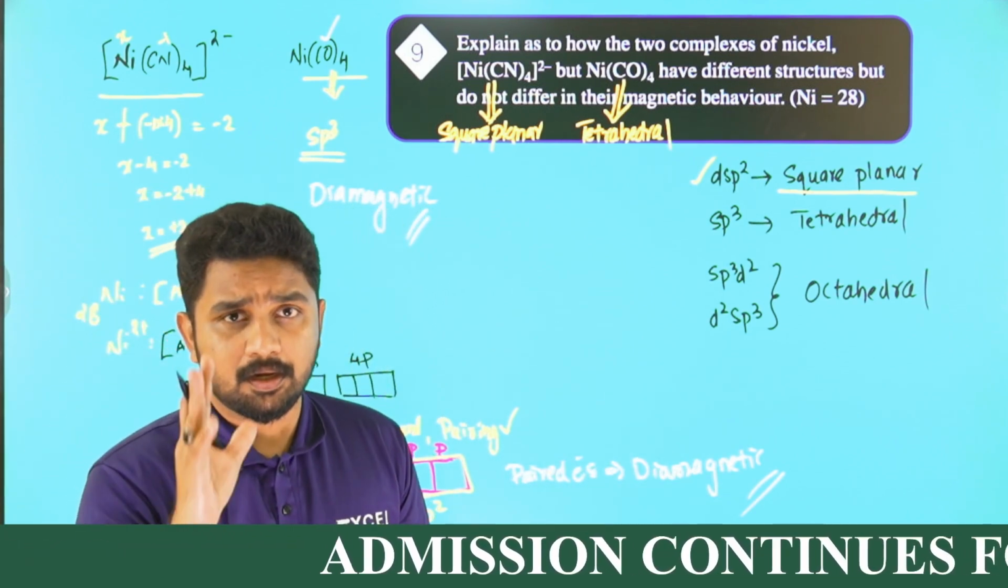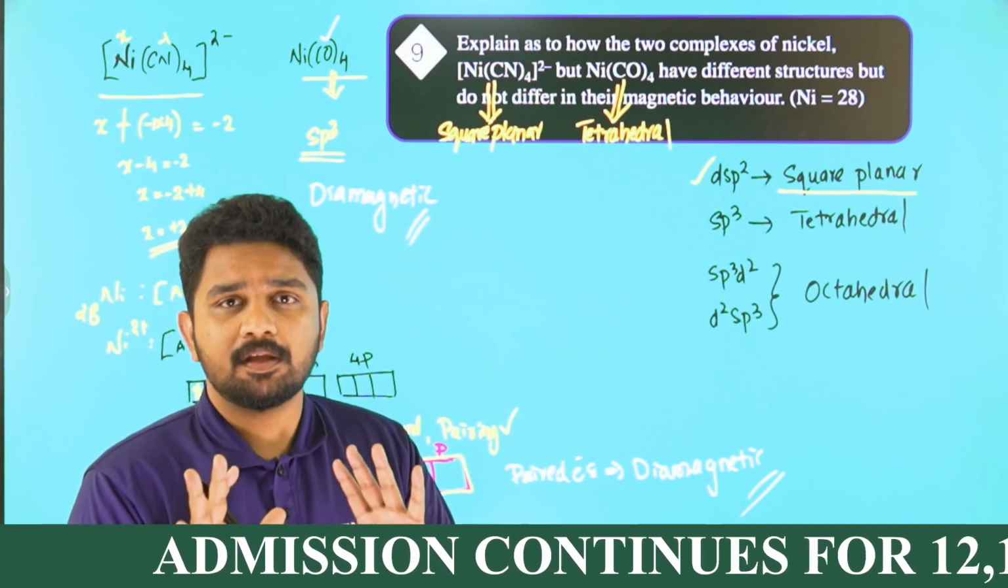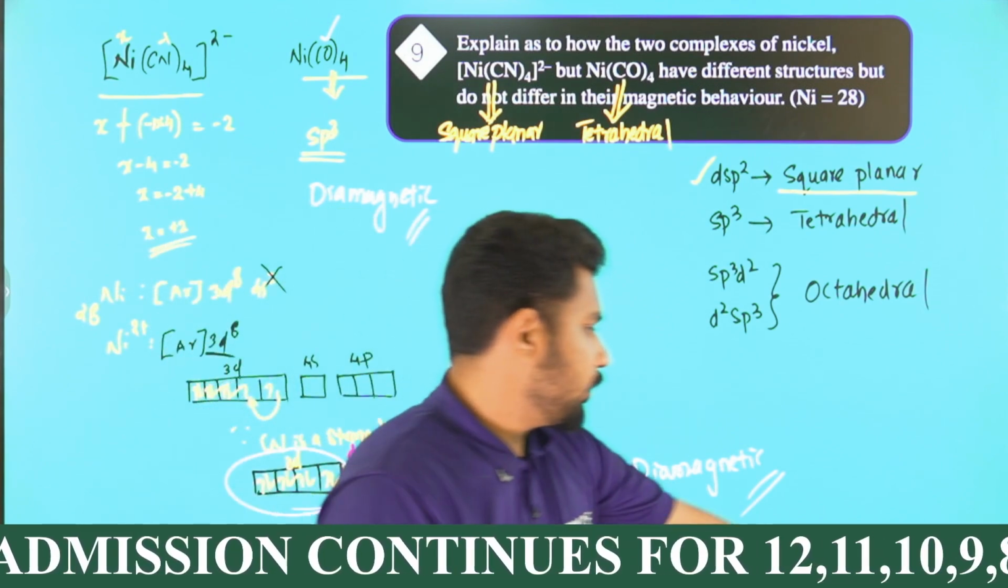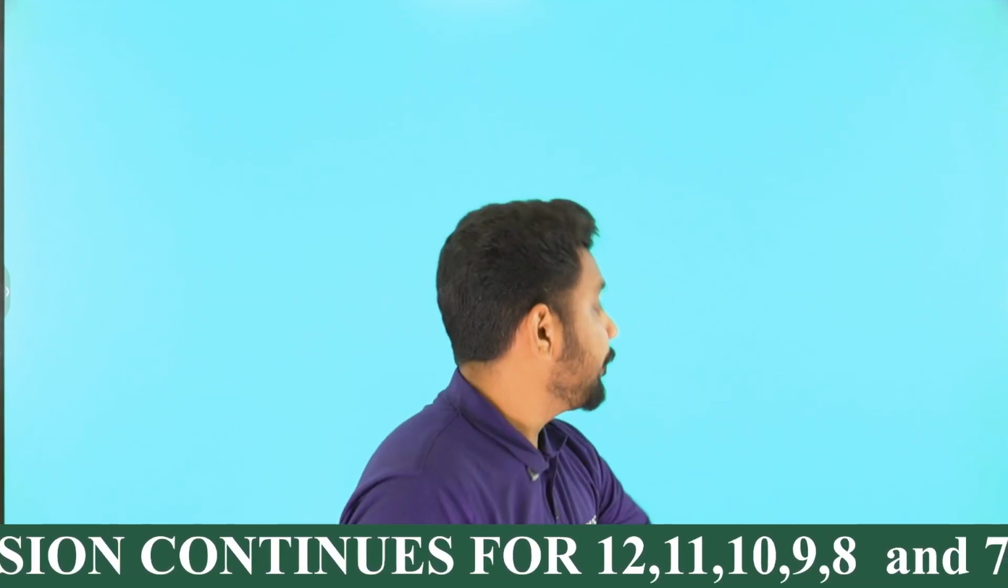So that is the question. Hope you got the reason behind it. Both of them have paired electrons. There are no unpaired electrons. So they will be diamagnetic in nature.